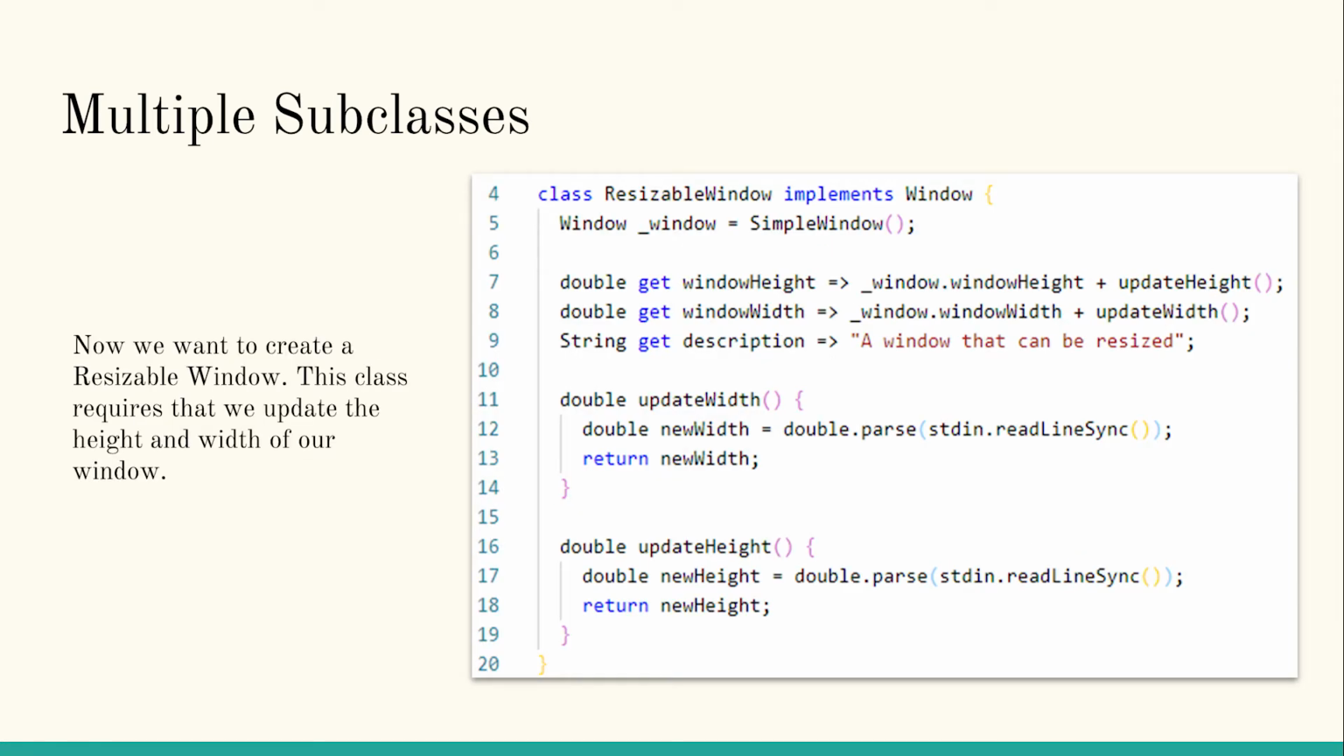Now we have a little more advanced, a resizable window. And this is a subclass of the window. So it's a little bit nested. And in this one, we have it where you can enter in a number and it would be able to update the fields for the height and the width. That's what's pretty great about the decorator pattern. You could also change the description if I want to, add more methods, but for now this will do.